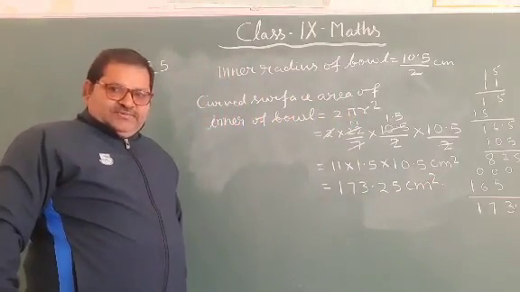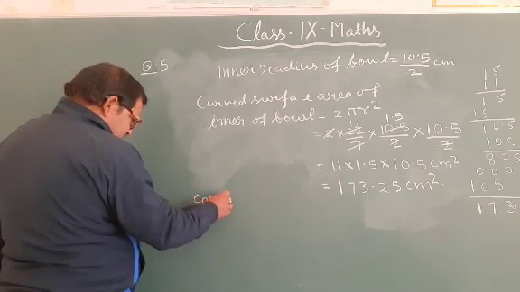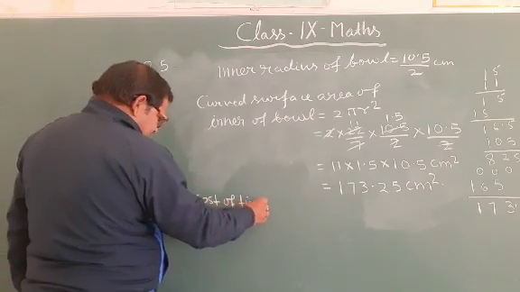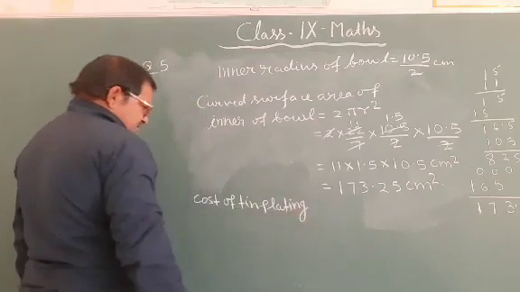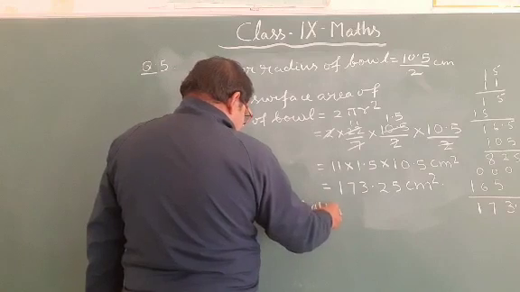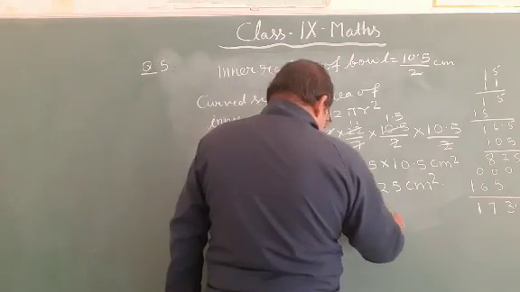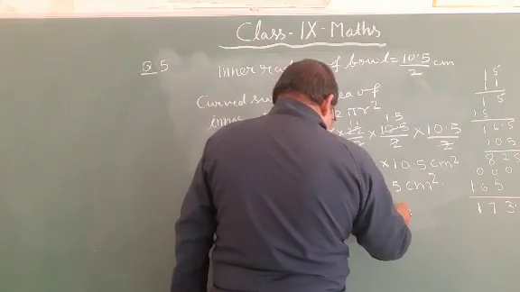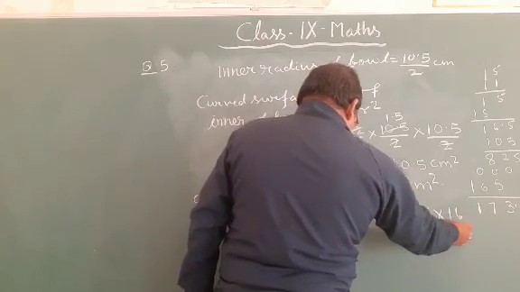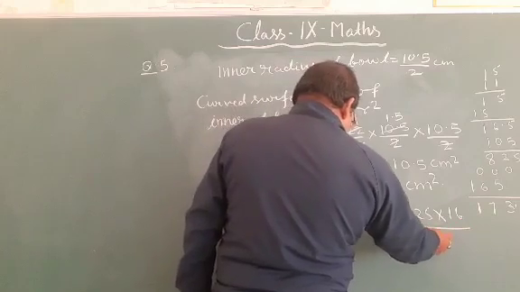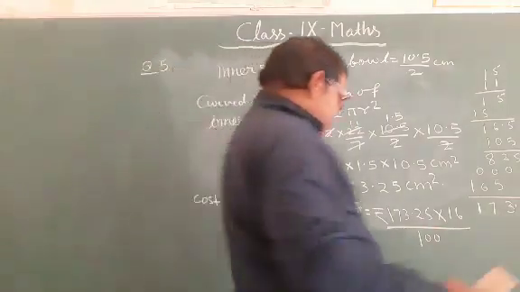The cost of tin plating at 100 centimeter square is equal to rupees 173.25 into 60 upon 100.